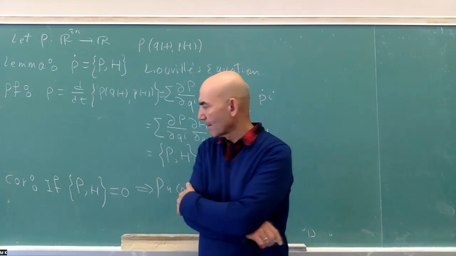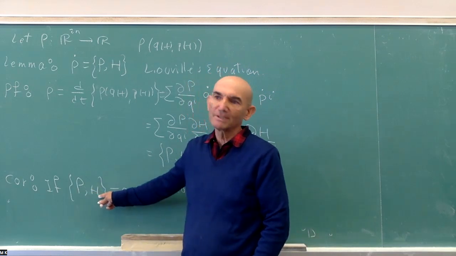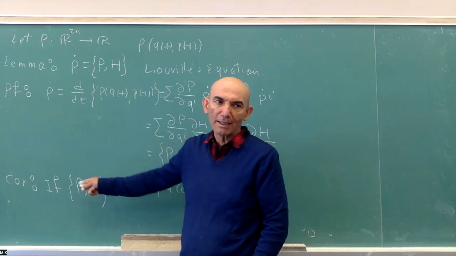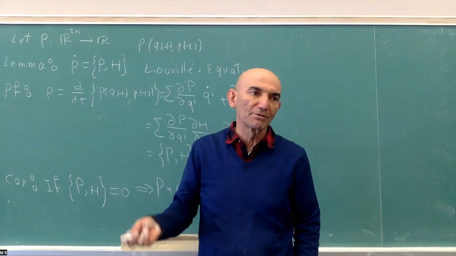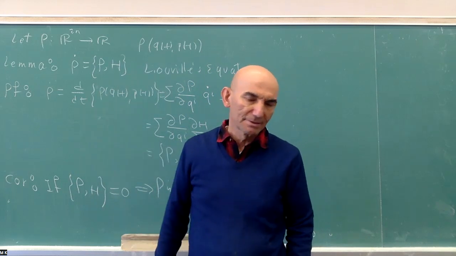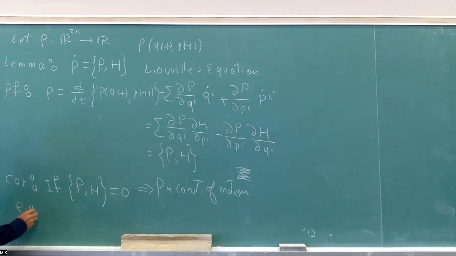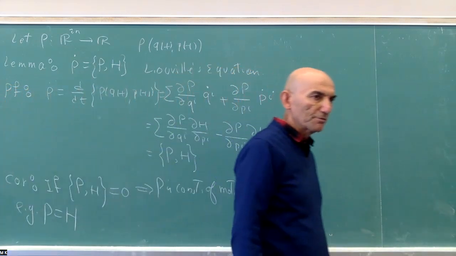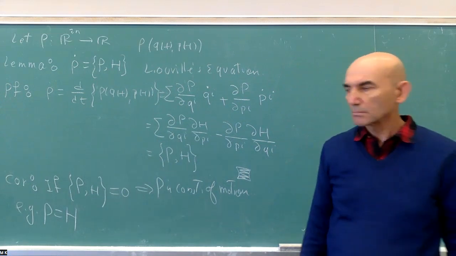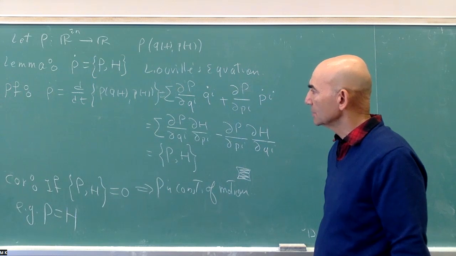I mean, in particular, of course, if you take rho equal to h, this obviously vanishes. The Poisson bracket of H and H is 0. And again, you derive the fact that H is a constant of motion. Energy is conserved, which we also checked. So it's a very special case. You get immediately another proof of conservation of energy. Okay, so this is pretty good.